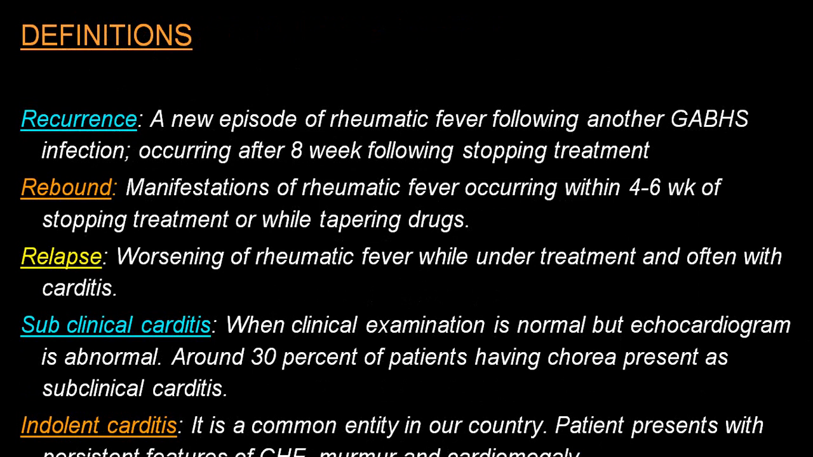There are some words very commonly used in rheumatic fever. Recurrence means a new episode of rheumatic fever following another group A beta hemolytic streptococcal infection, which occurs after 8 weeks of stopping treatment. That is called recurrence, meaning it has to come after 8 weeks and by another episode of group A beta hemolytic streptococcus. While rebound is a manifestation of rheumatic fever occurring within 4 to 6 weeks of stopping treatment or while tapering the drugs. This is called rebound.